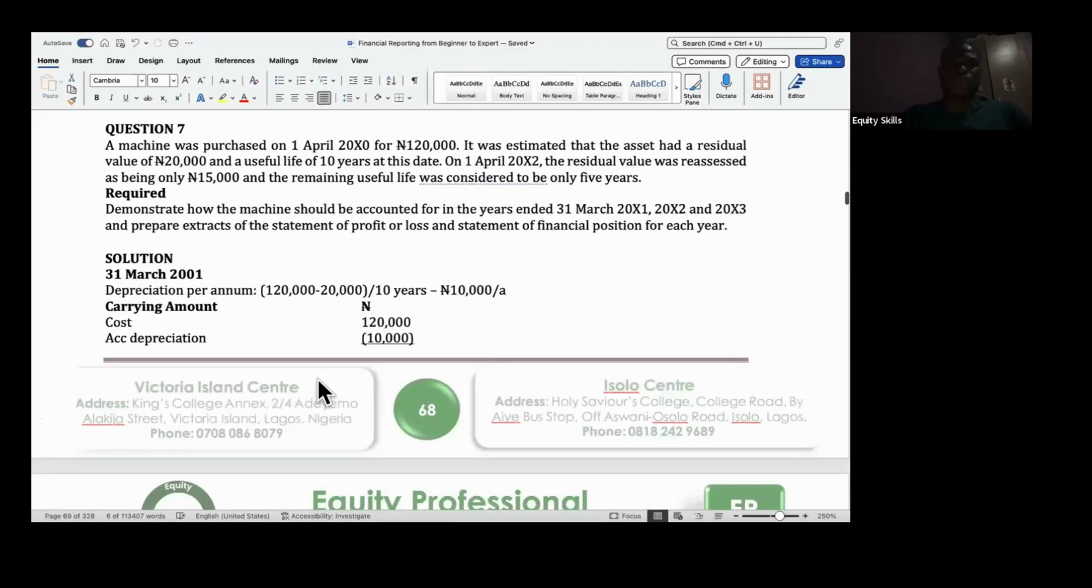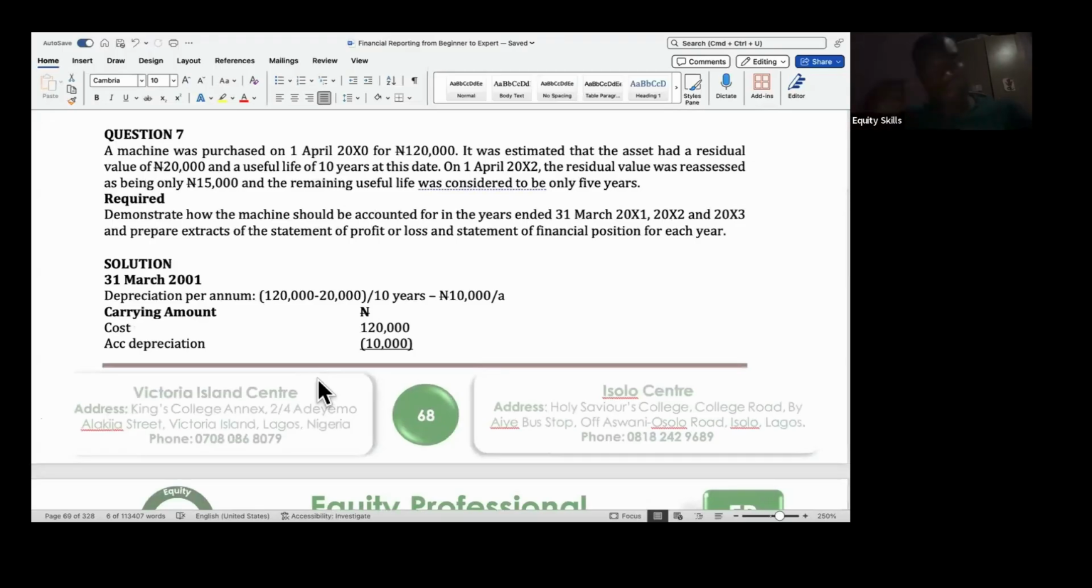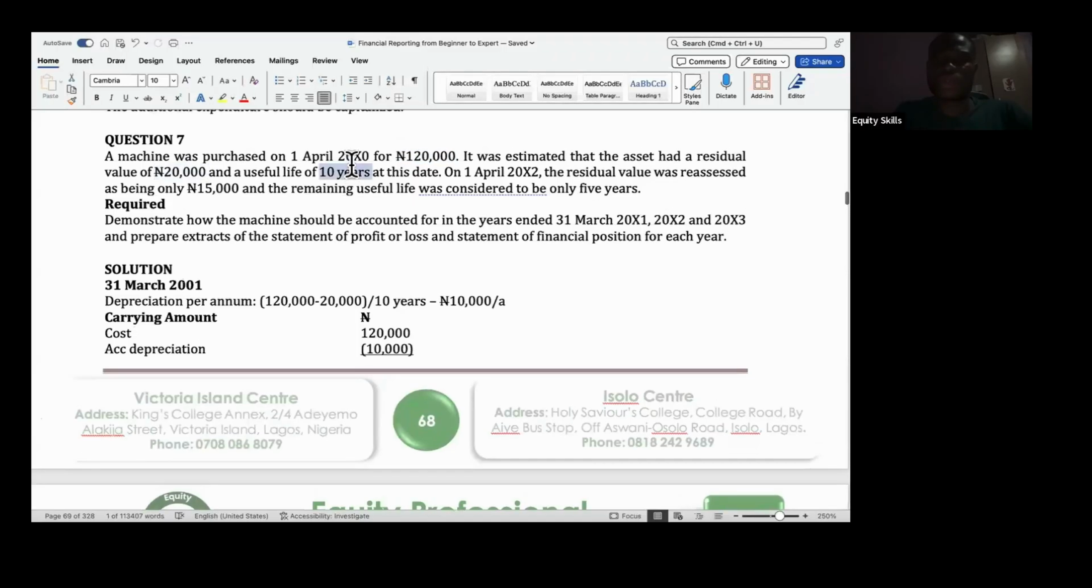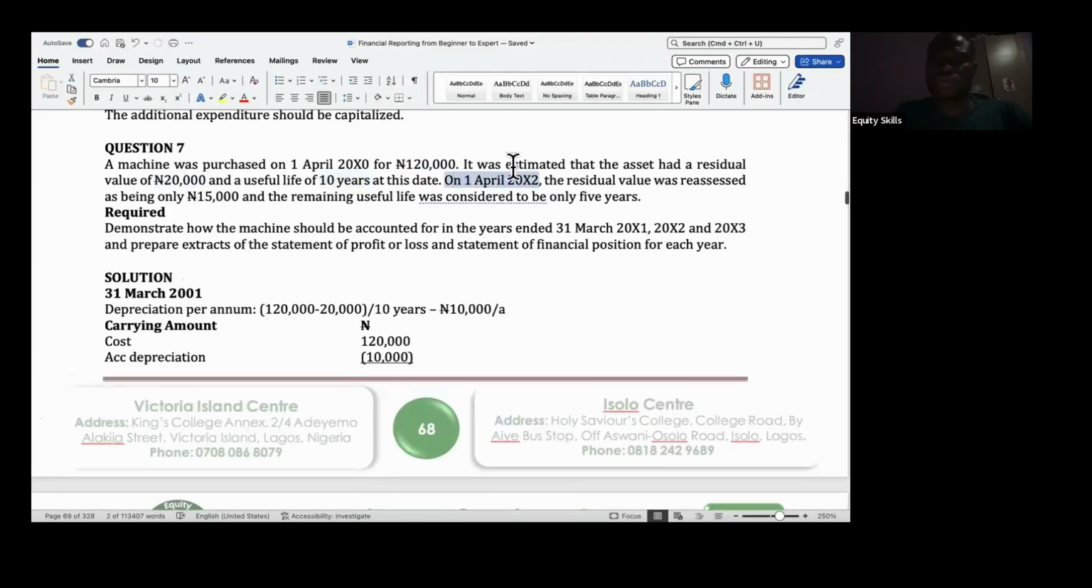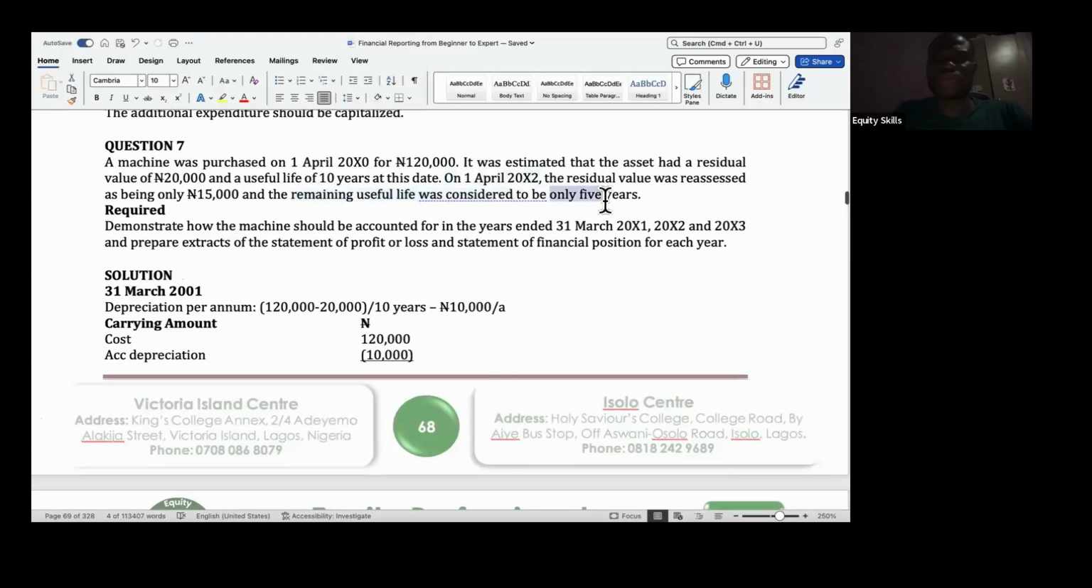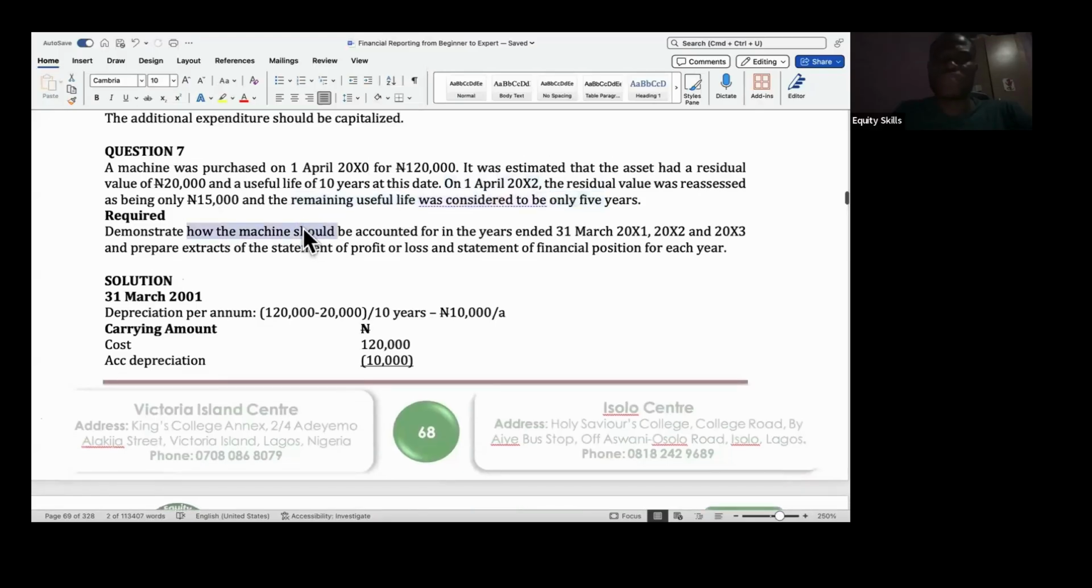Let's go to the next question. Okay, we are moving. It says a machine was purchased on April 2000 for 120. It was estimated that the asset had a residual value of 20, a useful life of 10 years. On April 2002, the residual value was reassessed to 15. The remaining useful life was considered to be only 5. How would the machine be accounted for?